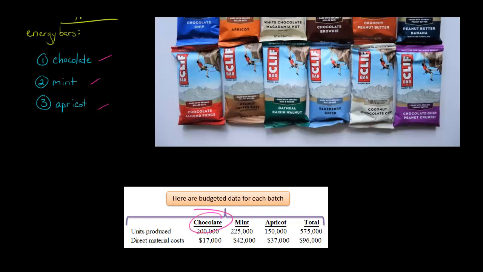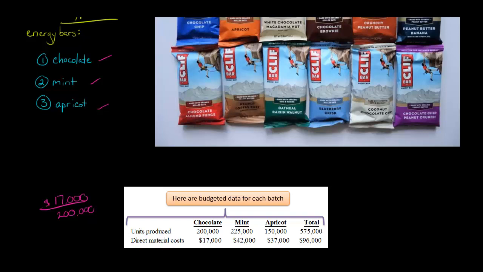So we've got three columns here. We've got chocolate, mint, and apricot. And so we've got some budgeted data. Here's the number of units produced. So we're going to make 200,000 chocolate Clif Bars, 225,000 mint, and 150,000 apricot for a total of 575,000 Clif Bars. And then here we've got the respective direct material costs for each type of Clif Bar. So when we go to calculate the direct material cost per unit for chocolate Clif Bars, we're going to say 17,000 divided by 200,000. That's going to give us the cost per unit for the chocolate Clif Bar with respect to direct materials. We haven't got into direct labor or manufacturing overhead yet. This is just direct materials.